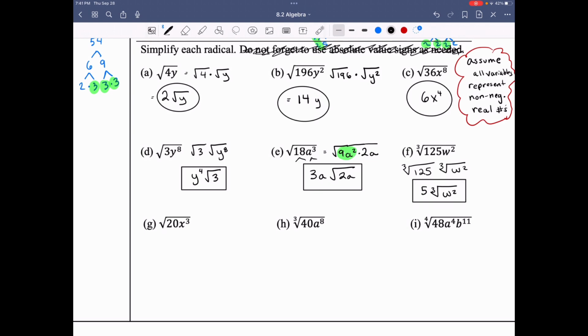For g, we have the square root of 20x cubed. 20 is 4 times 5, and x cubed is x squared times x. And I'm going to leave it like that because the 4 and the x squared I can take the square root of. So I'm going to have the square root of 4x squared times the square root of 5x. The 4x squared becomes just 2x because we take the square root. The 5x cannot be simplified, so we leave it as a radical.